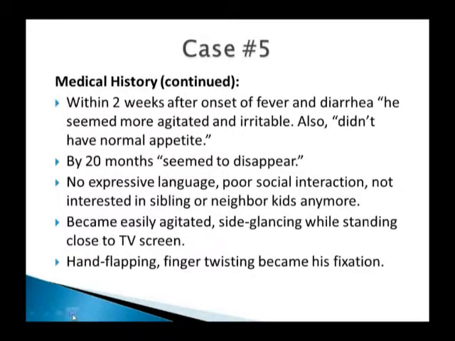About 2 weeks after the onset of the fever and the diarrhea, the child became much more agitated and very irritable, and his appetite wasn't normal. Then at about 20 months, things really seemed to just disappear. There was no expressive language and poor social interaction. At this point, he wasn't even interacting with the sibling or the neighborhood kids. He became easily agitated and started doing a lot of self-stimulatory behavior, side glancing next to the TV screen and finger twisting, and became fixated on that kind of behavior.